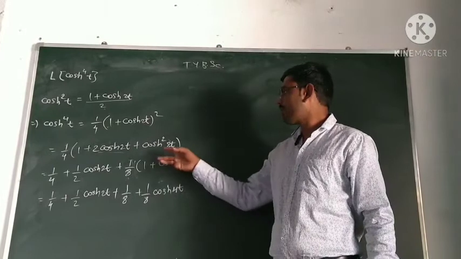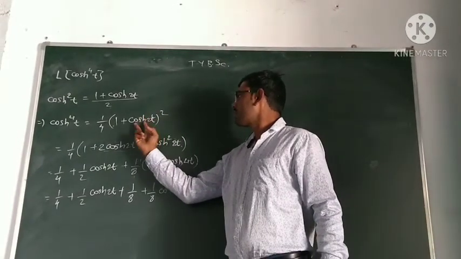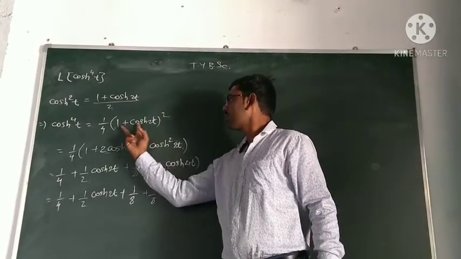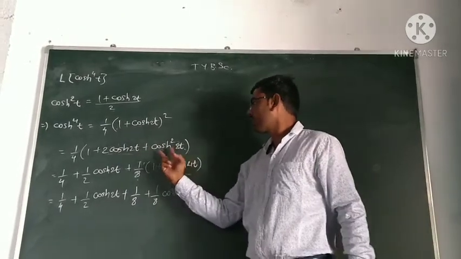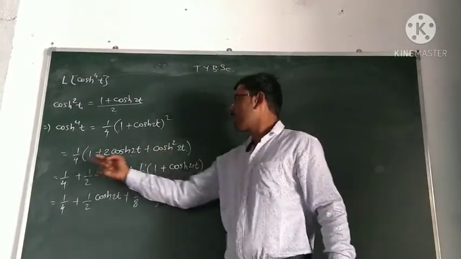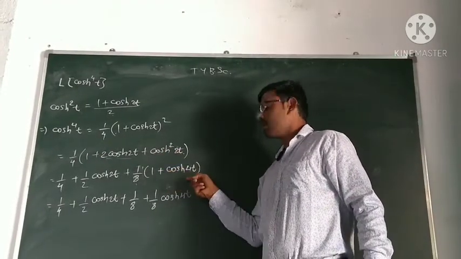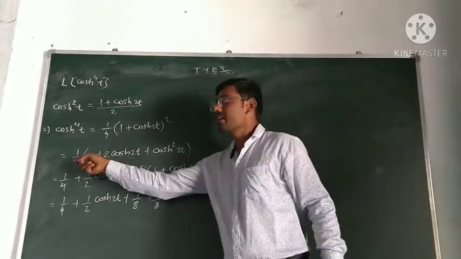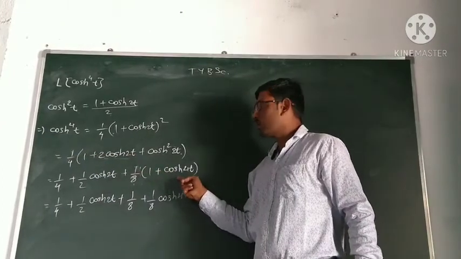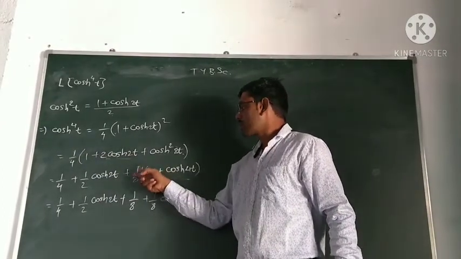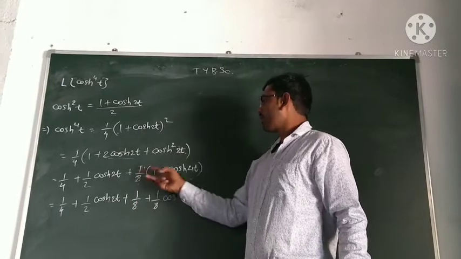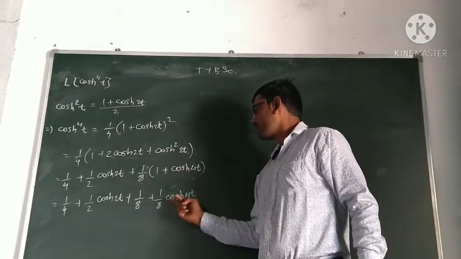Understand up to this? What we have done? We have taken the square of this term. Now you know the value of cos h square t. 1 by 4 is already outside. So this is equal to 1 plus cos h 4t upon 2. Here 1 by 4 already was there, and here upon 1 by 2, 1 by 4 into 1 by 2 is 1 by 8. So 1 by 8 into 1, and 1 by 8 into cos h 4t.